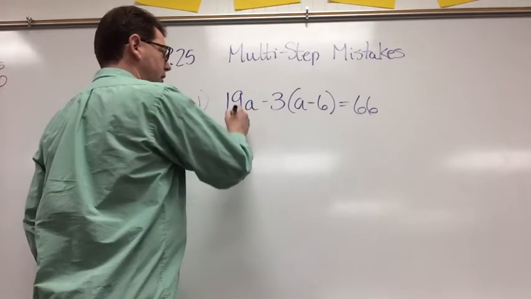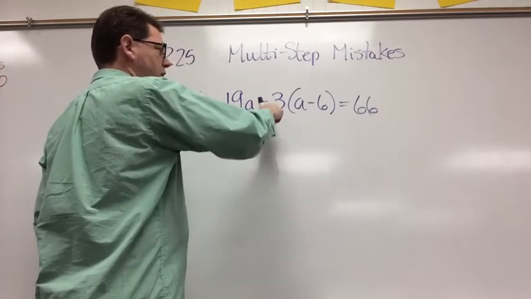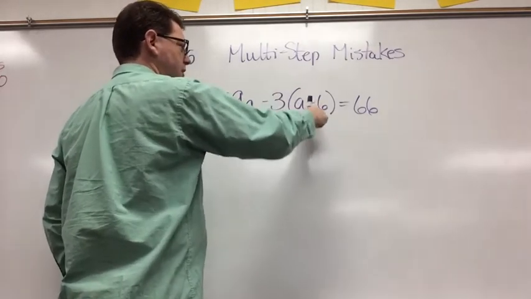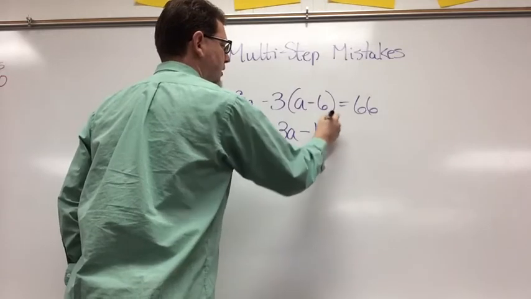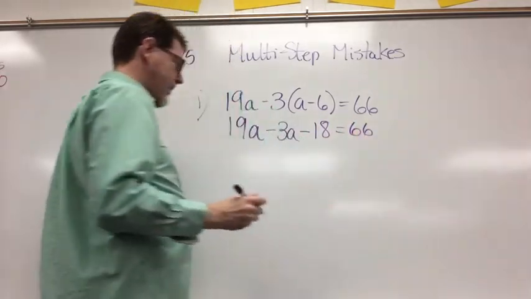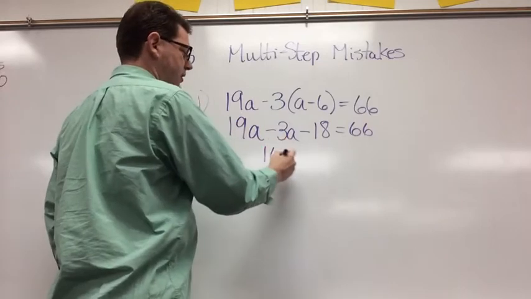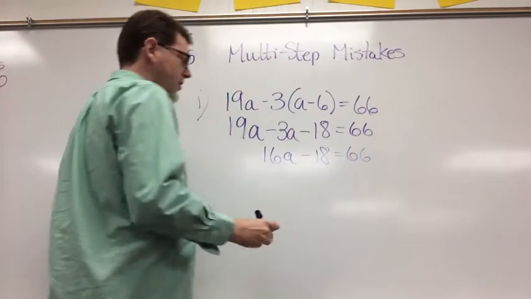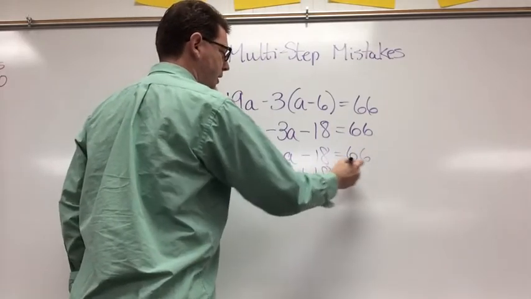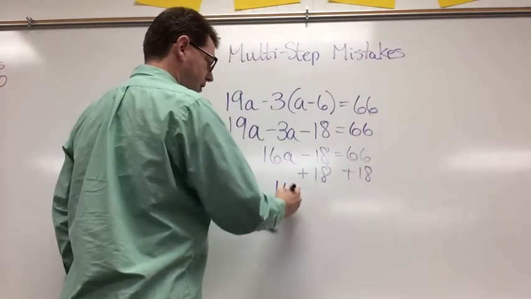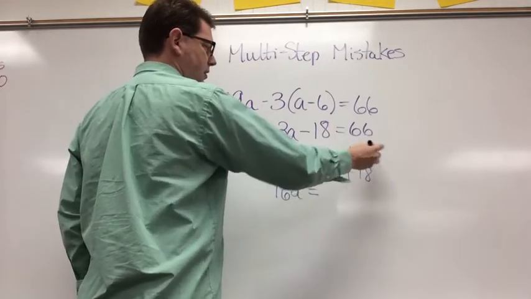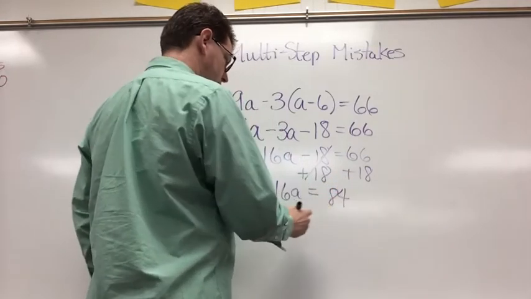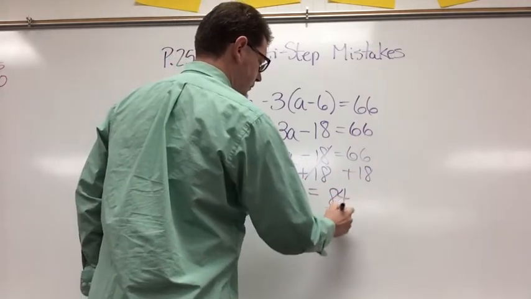So we'll start by 19a, and 3 times a is negative 3a, and negative 3 times negative 6 is minus 18 equals 66. And so I combine like terms and I get 16a minus 18 equals 66. So I add 18 to both sides and I get 16a equals 66 plus 18 equals 84. And so I divide both sides by 16.